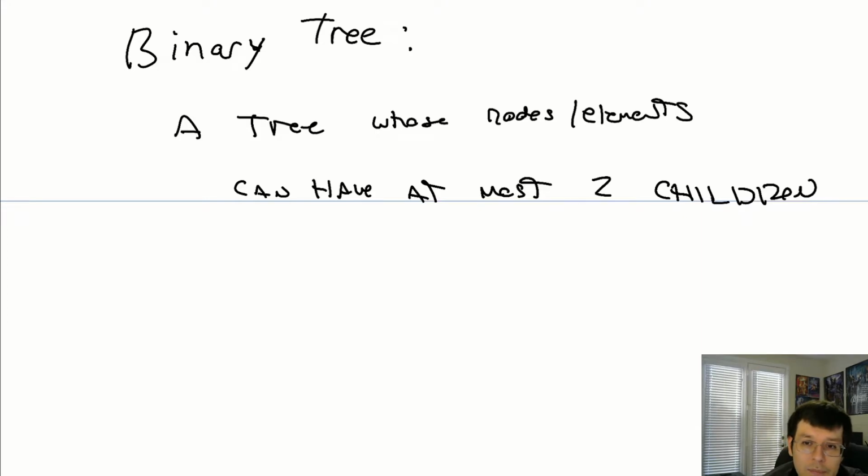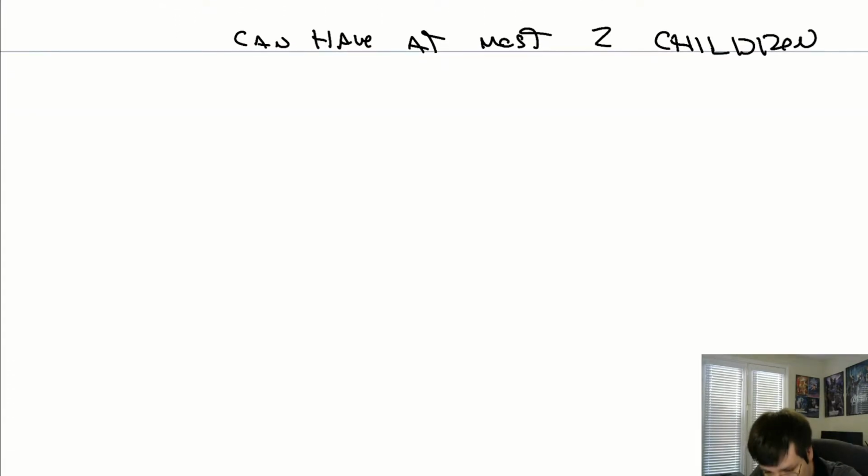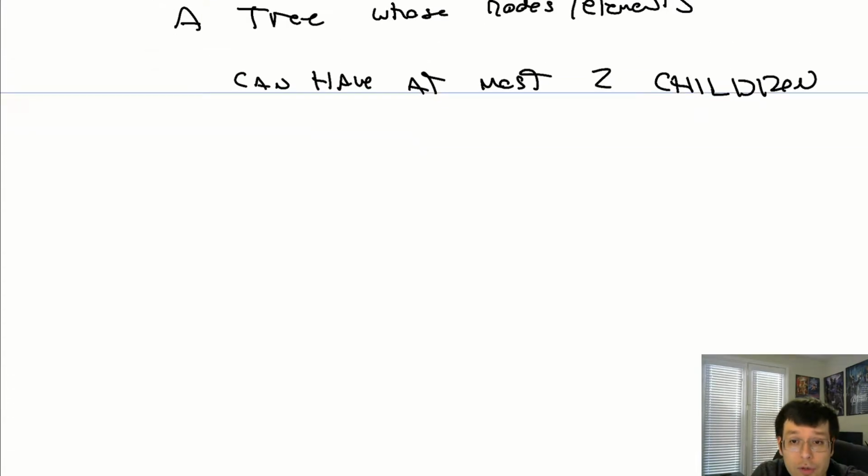But before that, imagine that we had a two children limit, okay? That would be what a binary tree is. So it can have at most two children. Let me give you examples of what binary trees might look like. The easiest example to understand is this: we have a node and it has two children. That's a binary tree.